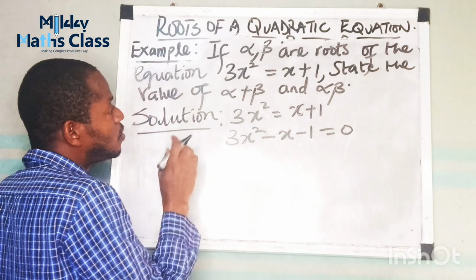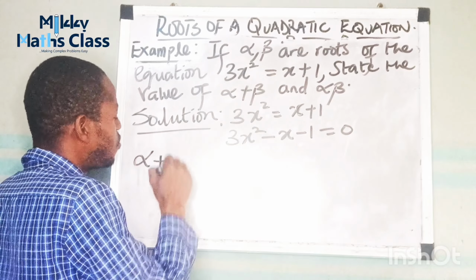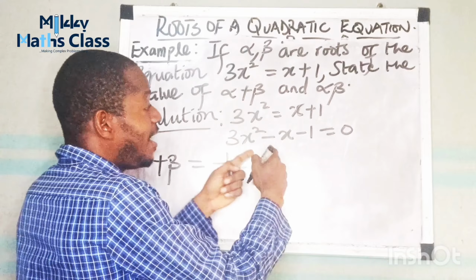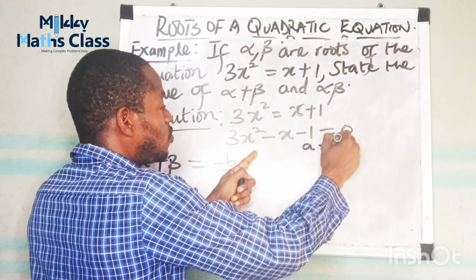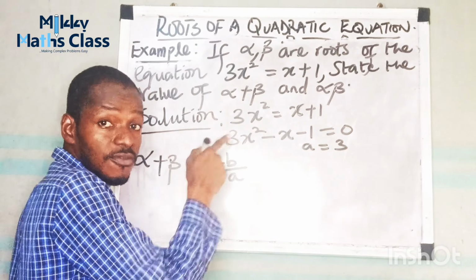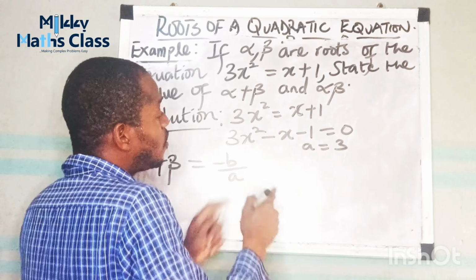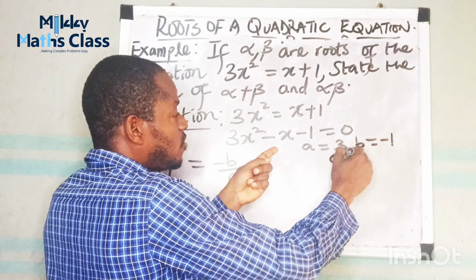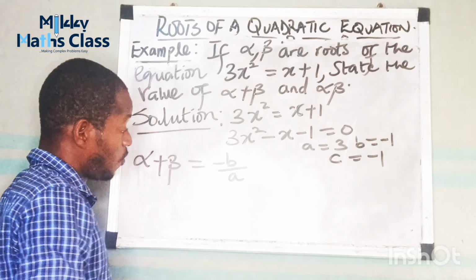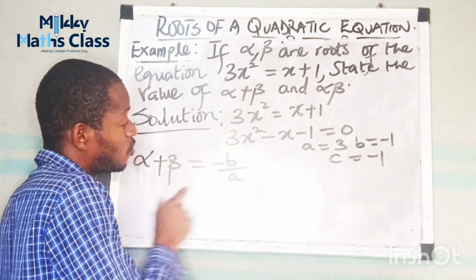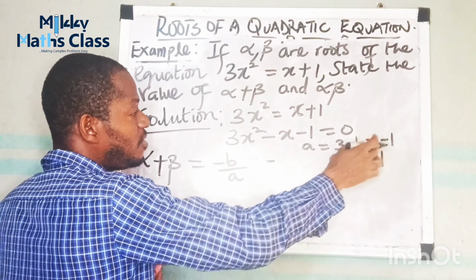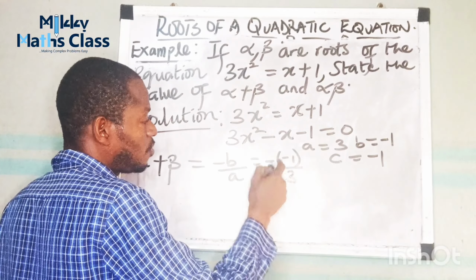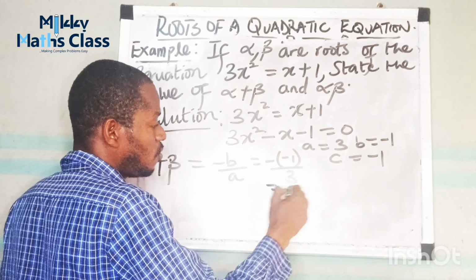So now we already know that the sum of our roots is equal to negative b over a. Now from here, our a is equal to 3. That's the coefficient of x squared. What is in front of x squared? What is multiplying x squared? The coefficient b here is negative 1, and our c is also negative 1. So from here, our sum of roots is equal to negative, our b is negative 1, over our a is 3. So that becomes negative times negative, that's 1 over 3.